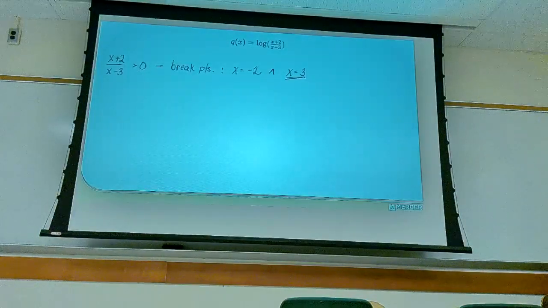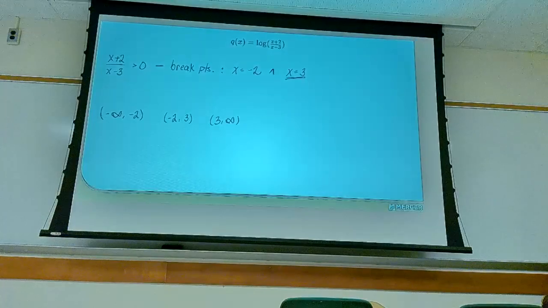Now we do the same process. Set up our test intervals. This is why I just call them all breakpoints, because you're still breaking up the real number line at those points. Pick a test point from each one. Oh, look, 0 is included in that middle one. That's nice.